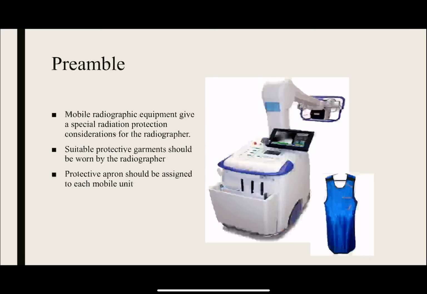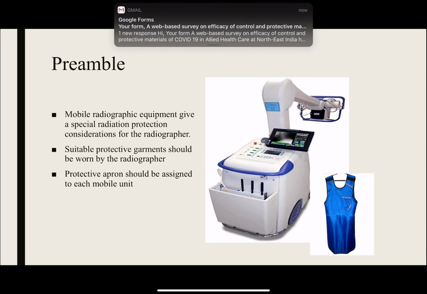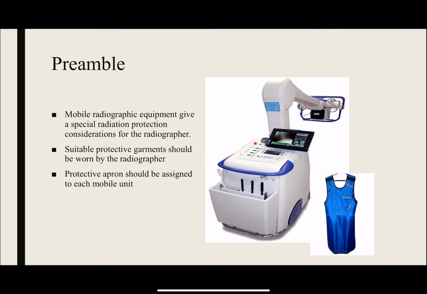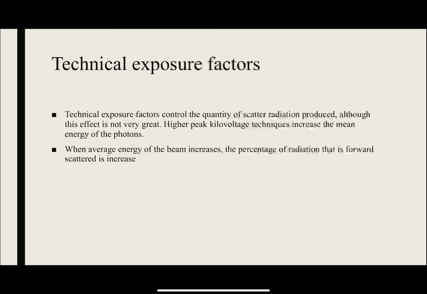This mobile radiography equipment requires special radiation protection considerations for the radiographers, like suitable protective garments such as a lead apron, and this lead apron should be assigned to each mobile unit. And in case of technical exposure, we should always try to control the quantity of scattered radiation produced, but while maintaining technical exposure factors, one should always maintain the image quality.